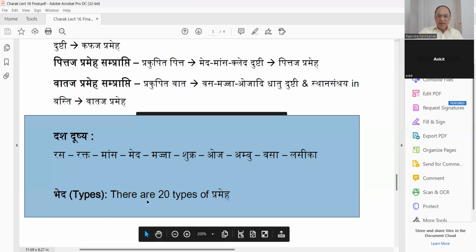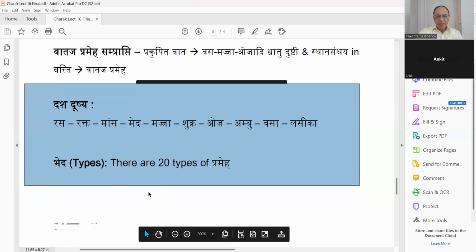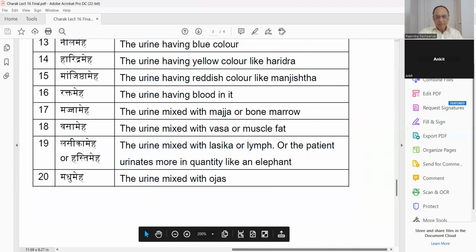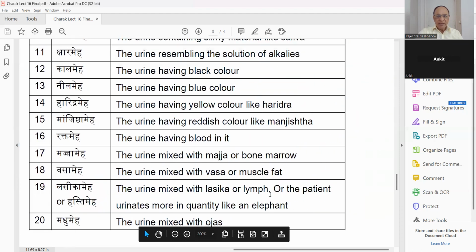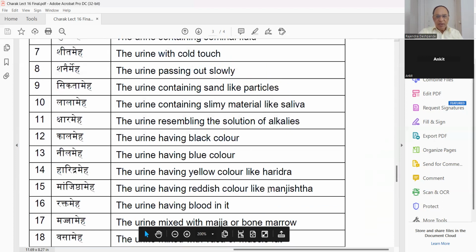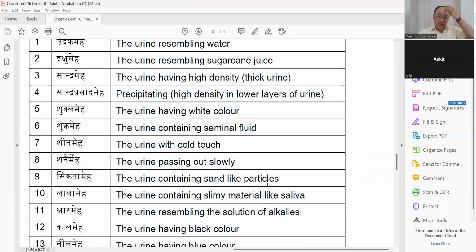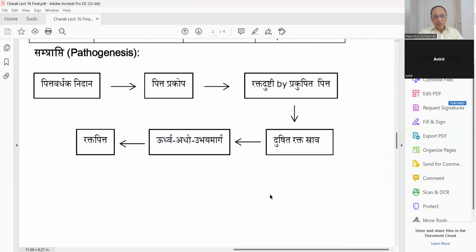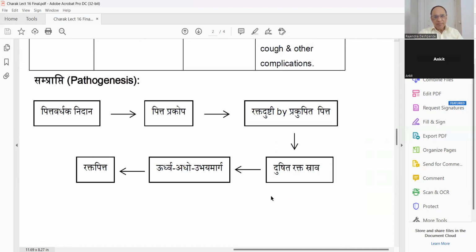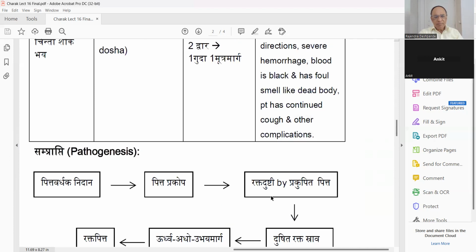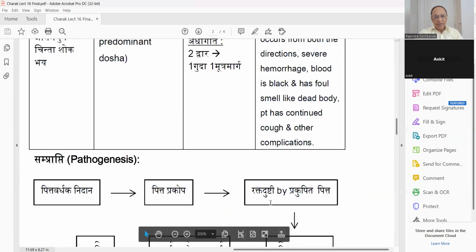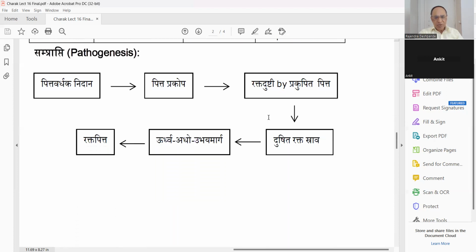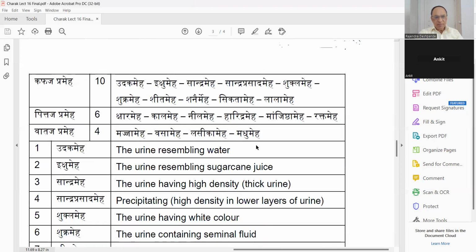Prameha types: basically there are 20 types of Prameha. I think this is the time that we have to shift to the right side, and there we can get a list of the 20 Prameha with a little bit of comparison with the modern understanding of that particular problem. Of course, we are going to see that. I think this is not related to our today's topic. This is a previous page. I am extremely sorry. I will continue with the Prameha from here.